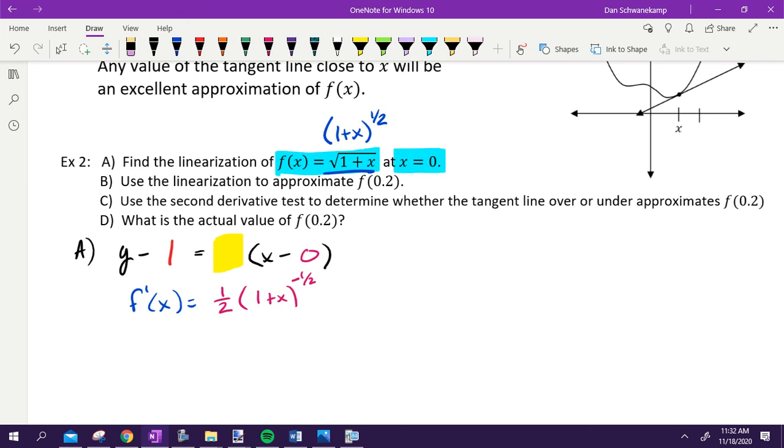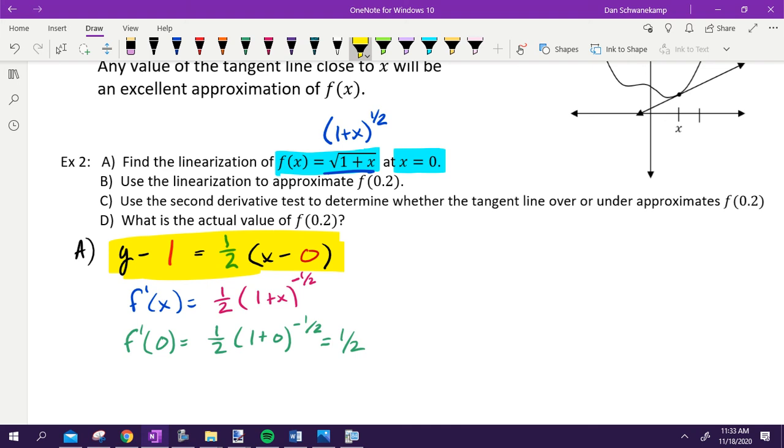That's f prime of x, which is not what I really wanted. I really want f prime at 0 because I want to know the slope at 0. This is the equation of the line at 0, so I'm plugging in 0. So it's 1/2 times (1 plus 0) to the negative 1/2. 1 plus 0 is 1. What is 1 to the negative 1/2 power? Still 1, because the negative flips it, which is still 1. And then the 1/2 power is the square root, which is still 1. Times 1/2 gets me 1/2. So that's what's going to go right there. That is the equation of the tangent line. That is perfectly good. All right.